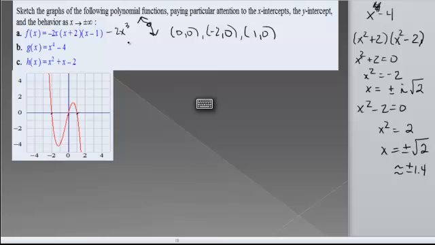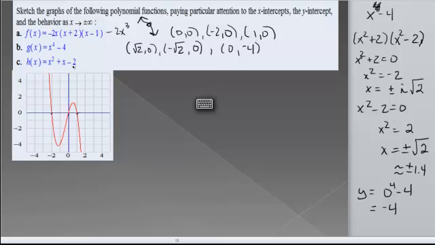So your x-intercepts are going to be (square root of 2, 0) and (negative square root of 2, 0). Now we need to find the y-intercept. To find the y-intercept, you let x equal 0. So 0 to the 4th is 0. So 0 minus 4 is -4. Your y-intercept will be the point (0, -4).